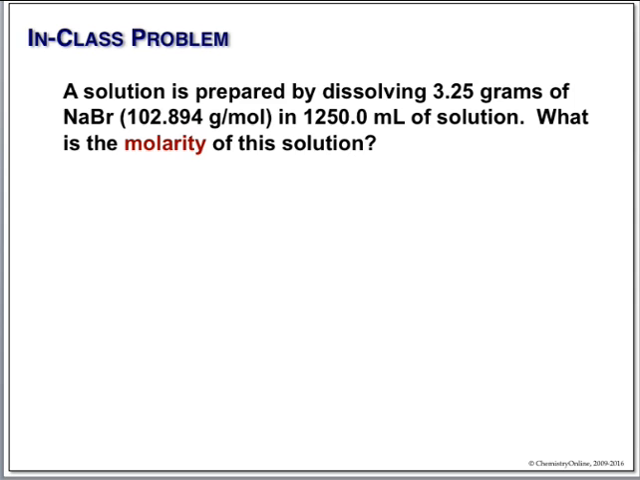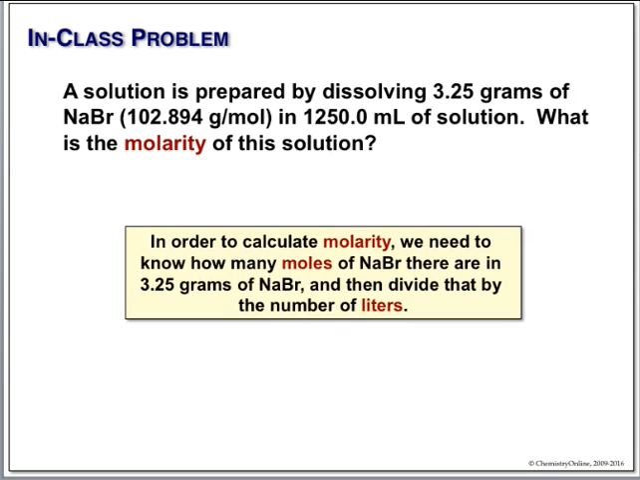All right, and our first one here. We have sodium bromide. We have 3.25 grams of it. And we have 1,250 milliliters of solution. We want to figure out the molarity. In order to calculate the molarity, we need the number of moles, don't we? But we can do that because we know the mass and we know the molar mass of sodium bromide. Once we know the number of moles, we simply have to divide it by the number of liters. Remember, it must be liters. Well, we were given milliliters here, but we can divide that by 1,000 in our head, and that will give us our volume in liters.